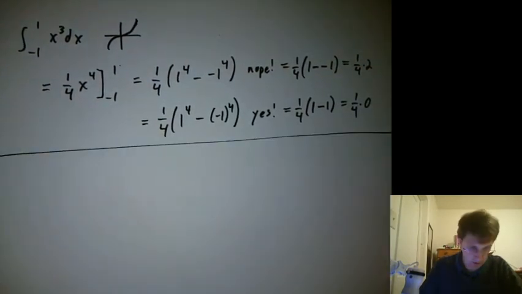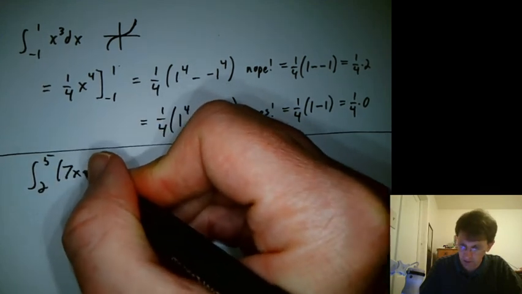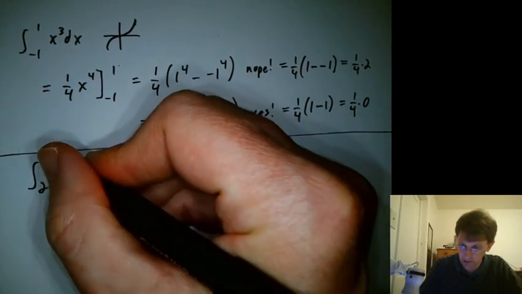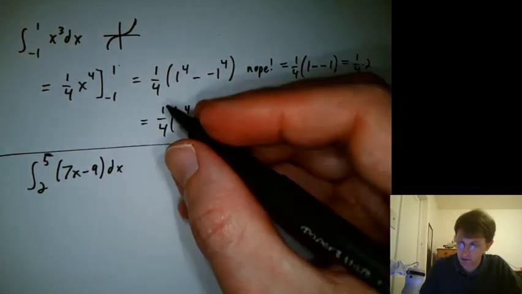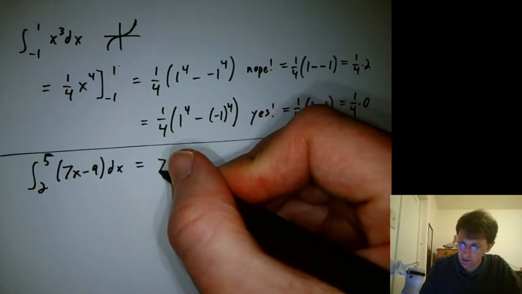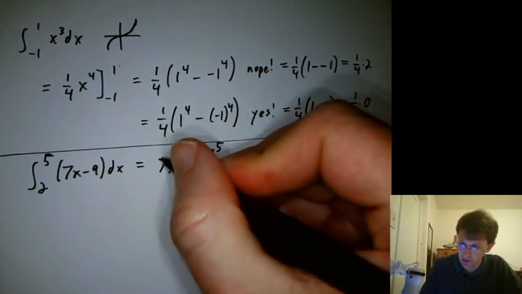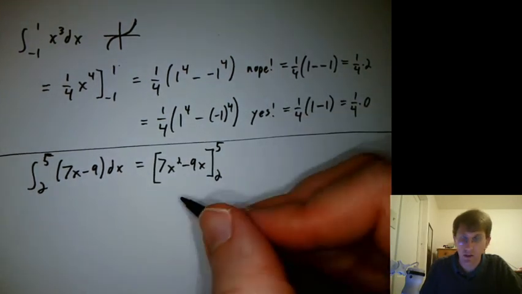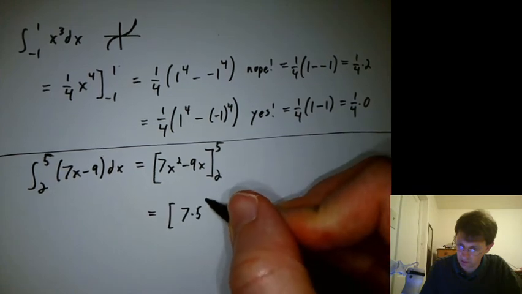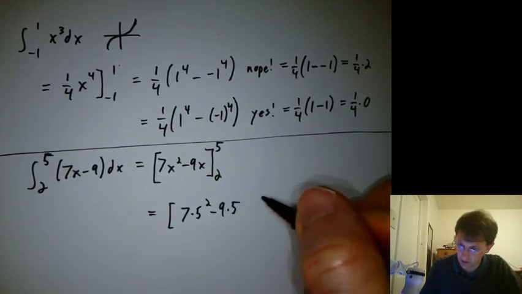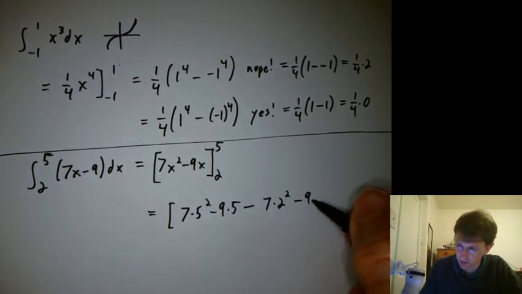Let's do something similar. Let's do the integral from 2 to 5 of 7x minus 9 dx. So go ahead and take the antiderivative as usual. So we'll say that's 7x squared minus 9x from 2 to 5. And then we'll plug in the 5 and stuff. So we'll do 7 times 5 squared minus 9 times 5 minus 7 times 2 squared minus 9 times 2.